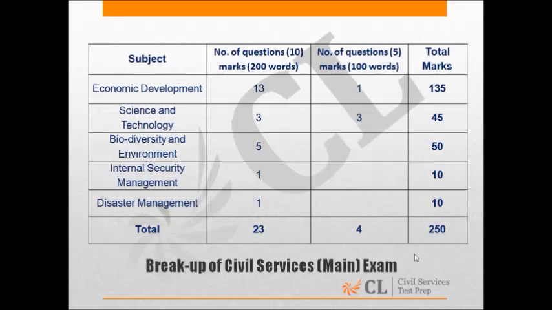Then comes biodiversity and environment. You have seen for the last some years that ecology, environment and biodiversity have been given more emphasis in the pre-exams and the main examination as well. So biodiversity and environment have no less importance in comparison to other sections. Here we can see that there are 5 questions of 200 words each carrying 10 marks. It means 50 marks for biodiversity and environment.